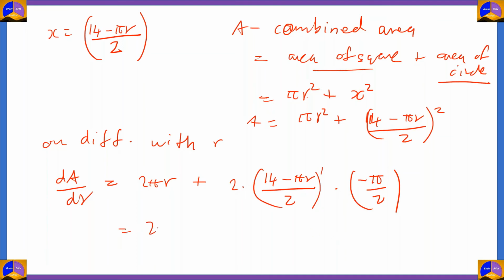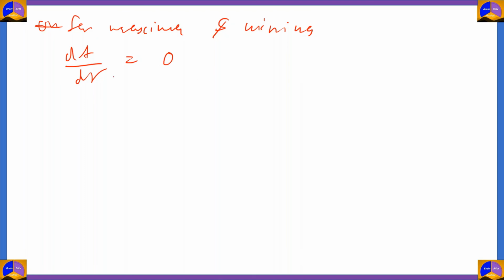So what we get is 2 pi r, and then this 2 gets cancelled. 2 pi r minus 14 into pi minus pi square r divided by 2. This is dA by dr. Now, for maxima and minima, dA by dr is equal to 0.